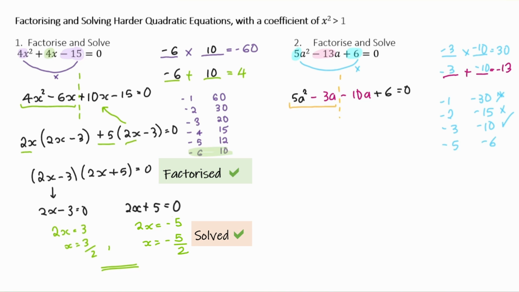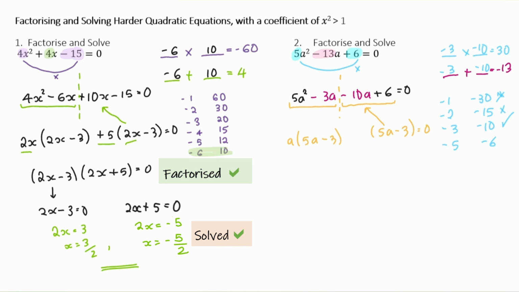So the common factor in the first part is a, so we are going to put a and open the bracket. In order to make a into 5a squared, we have to multiply it by 5a, and in order to make a into minus 3a, we have to multiply it by minus 3. We then keep that bracket the same in the second part of the equation, and we then need to check what we have done to 5a in order to make it into minus 10a.